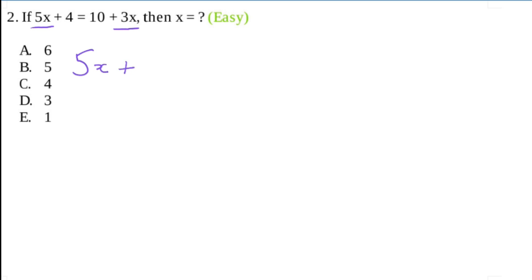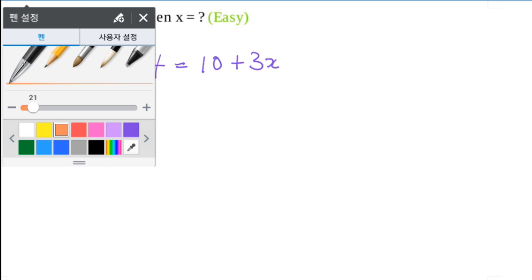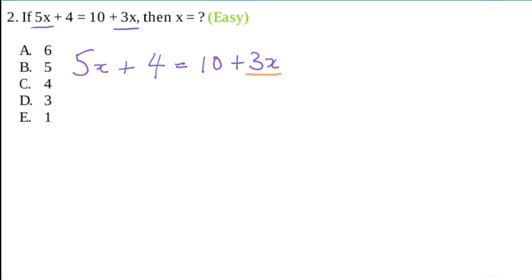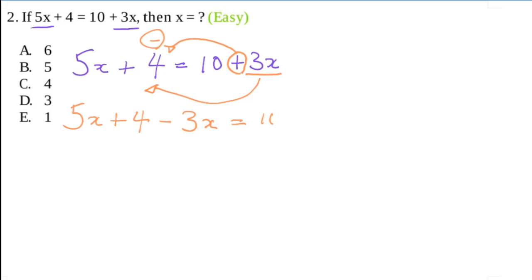To do that, I'm simply going to rewrite the equation a little bigger. 5x plus 4 equals 10 plus 3x. Now what I want to do is move this 3x to the left side of the equation. But be careful when you move it, because this 3x is actually a positive or plus 3x. And when it moves to the other side, the plus sign will become a negative sign. So if you rewrite the equation, it's going to look like 5x plus 4 minus 3x is going to equal 10.